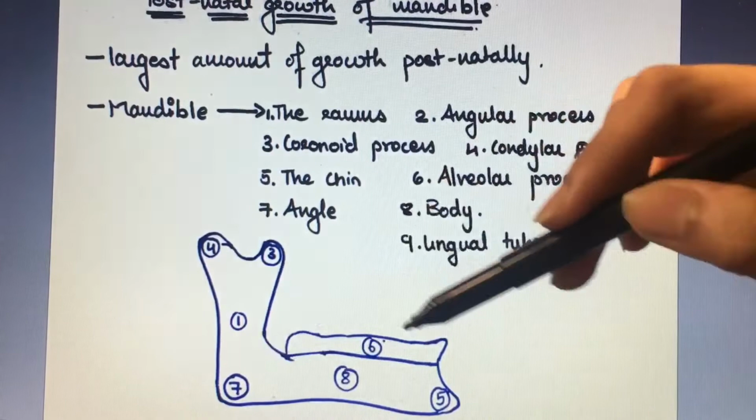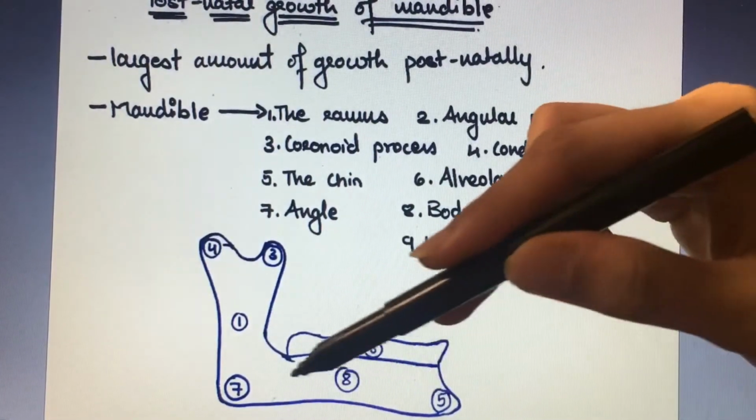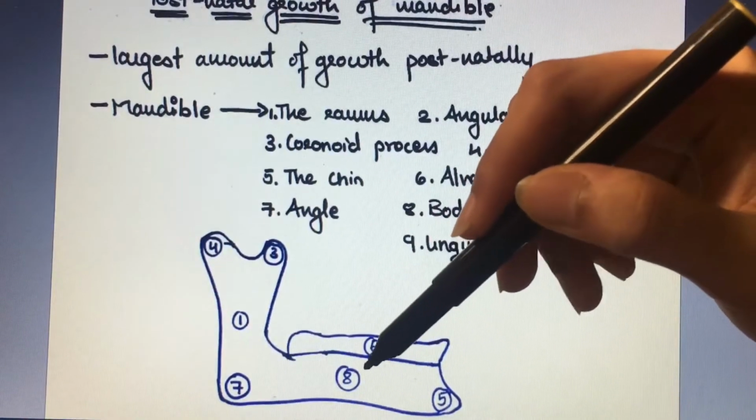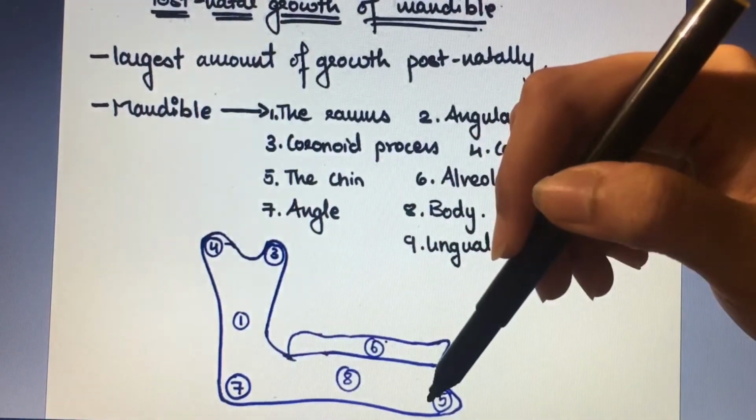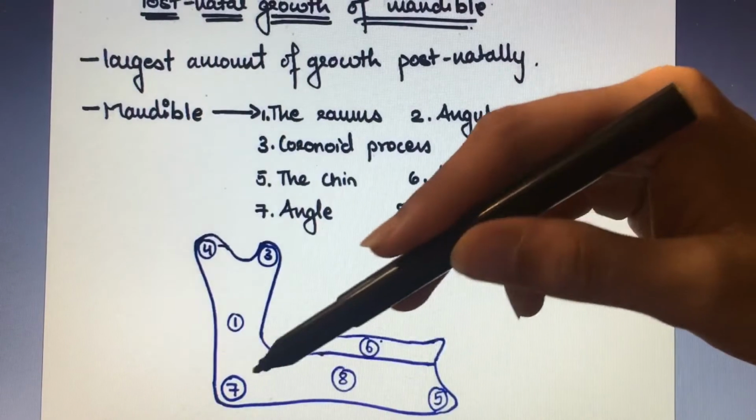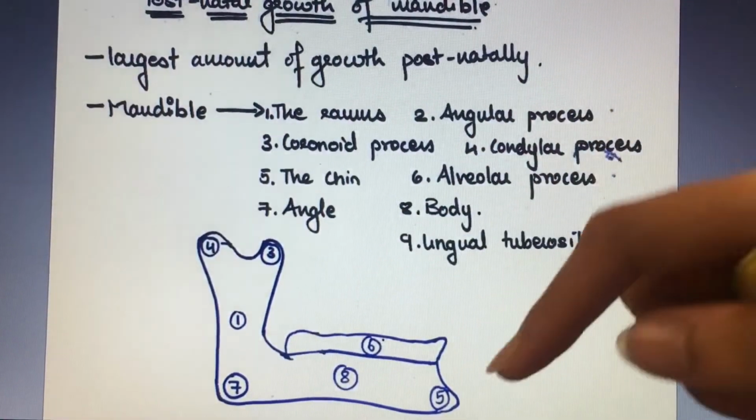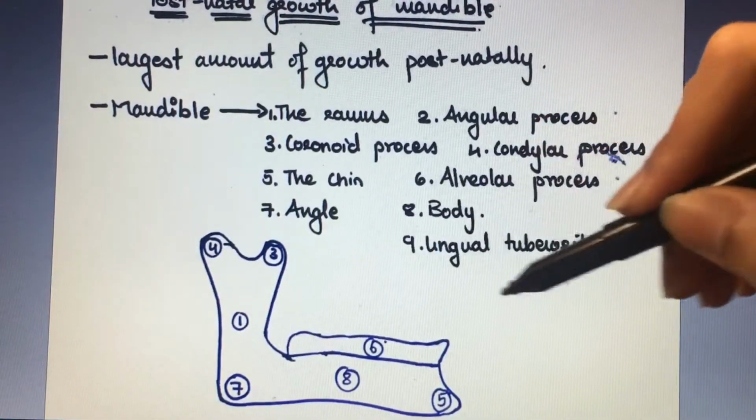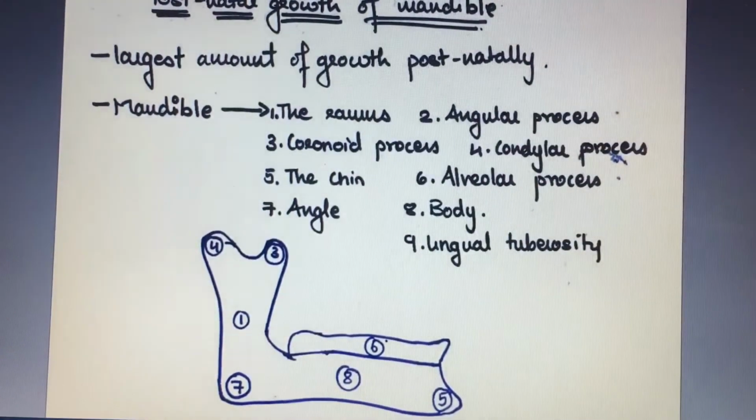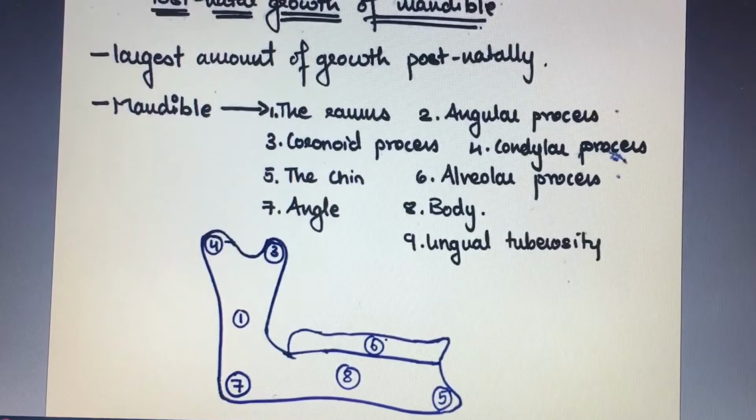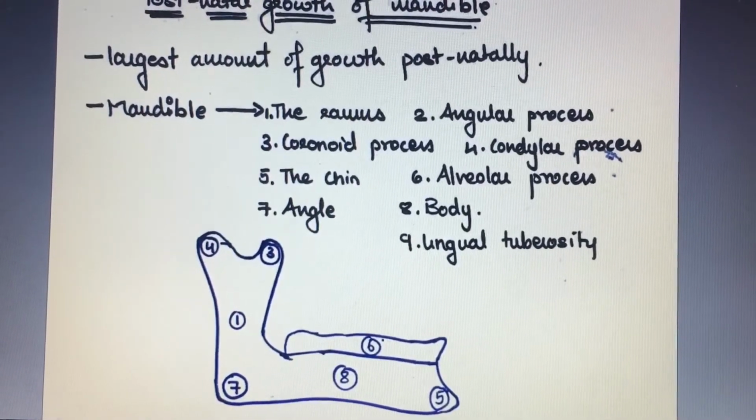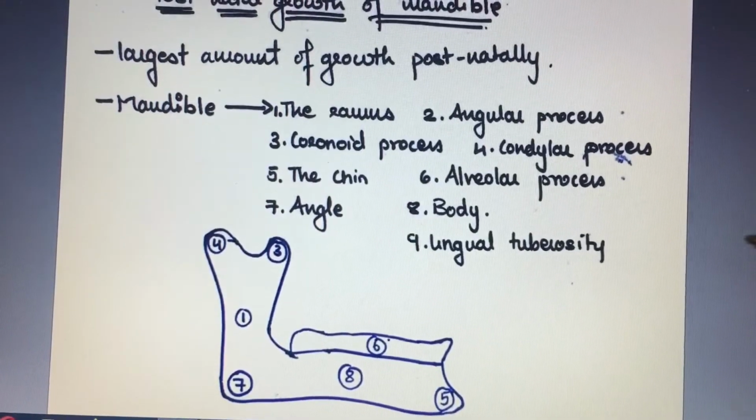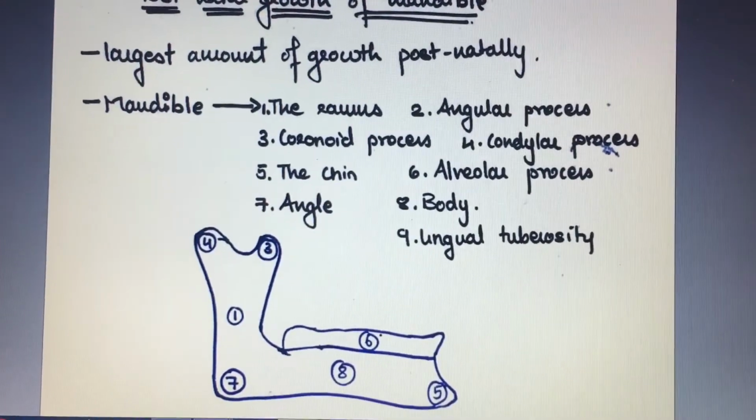This one. Eighth one is the body of the mandible. The whole from the angle to the chin is the body of the mandible. Then comes the ninth one, which is the lingual tuberosity, which you can see at the lingual side of the mandible. This I have drawn is the buccal side. Now let's study the postnatal growth of mandible in each subunit.